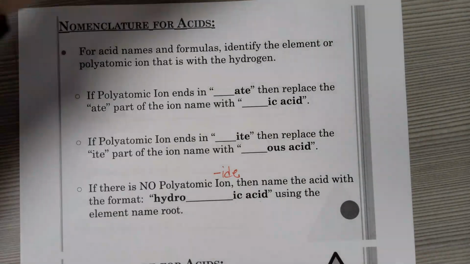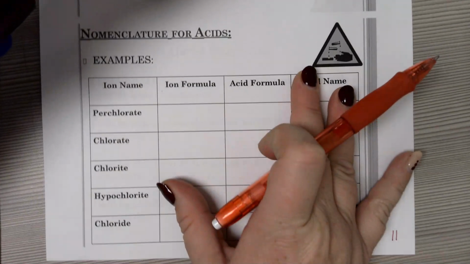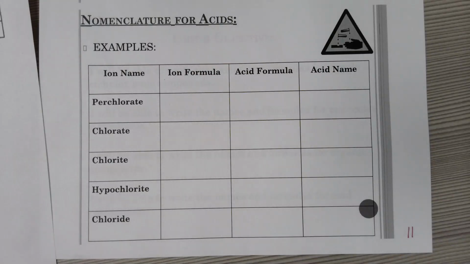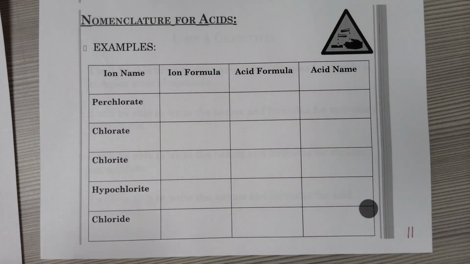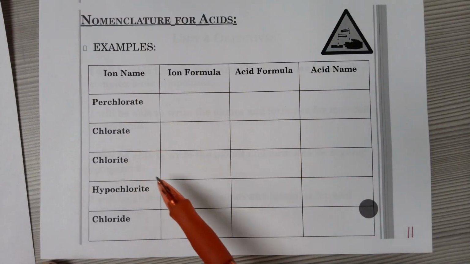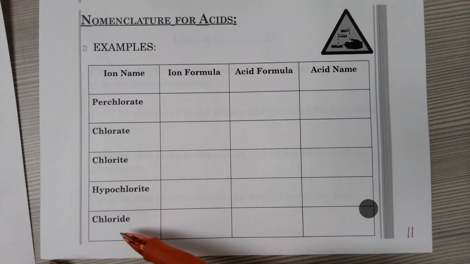All right, let's go ahead and do some examples here. And we picked these because they are similar in names, but how we name them is a little bit different because of those endings. All right, so we have these ions here. We have perchlorate, chlorate, chlorite, hypochlorite, and chloride.